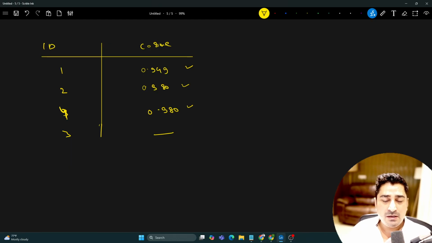So here we can say that the top 2 vectors, which are very near to my query vector, are ID2 and ID4, with 0.980 each. These are the top 2.